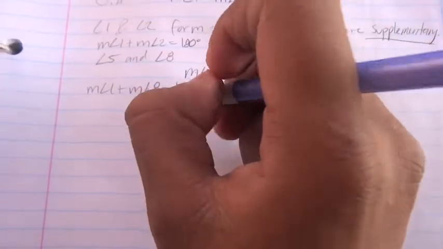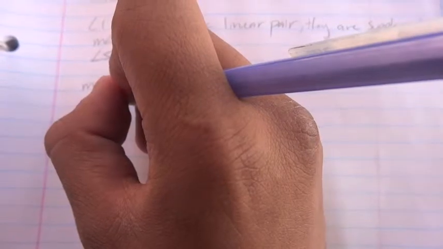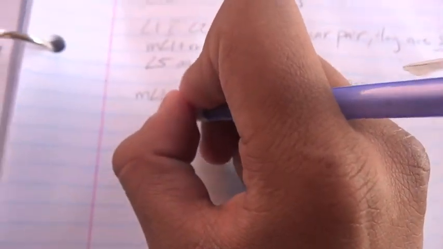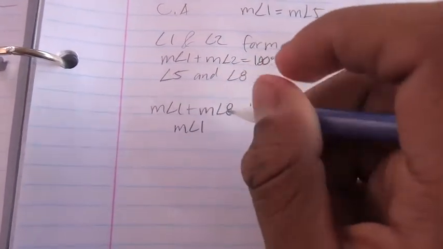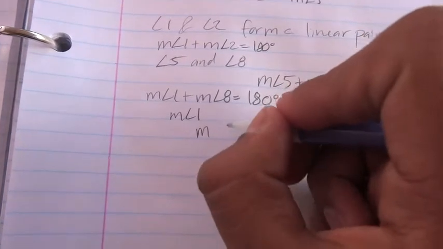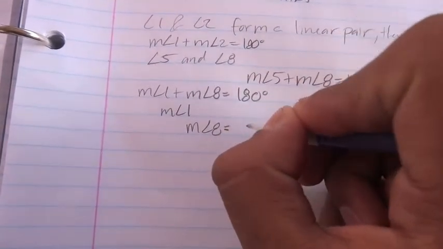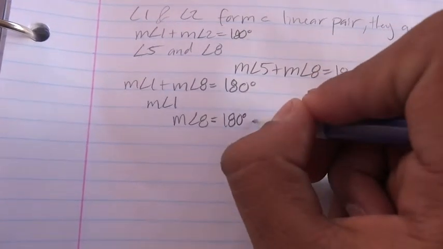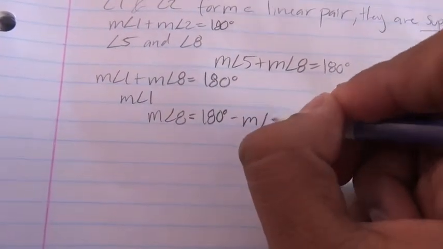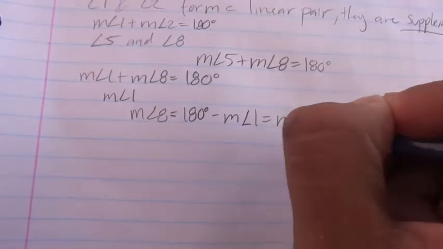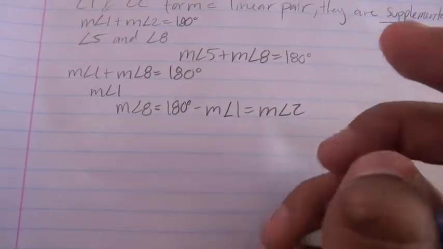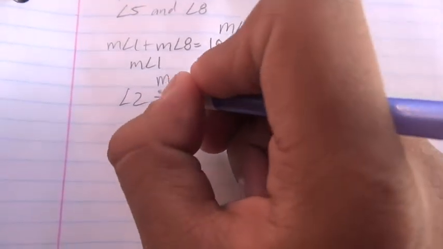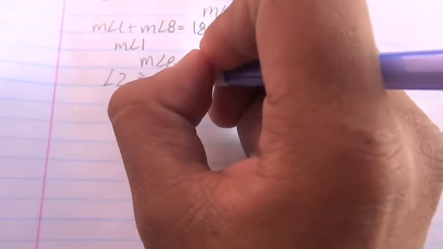And subtracting m angle 1 from both sides, we will have m angle 8 equaling 180 minus m angle 1, equaling m angle 2. So then angle 2 is congruent to angle 8.